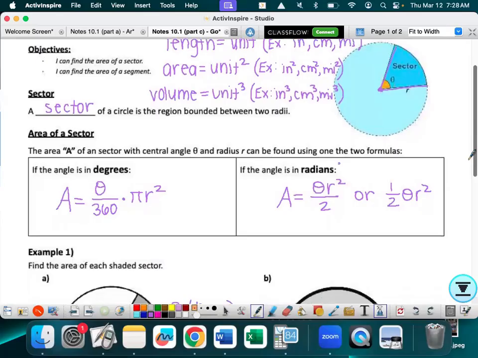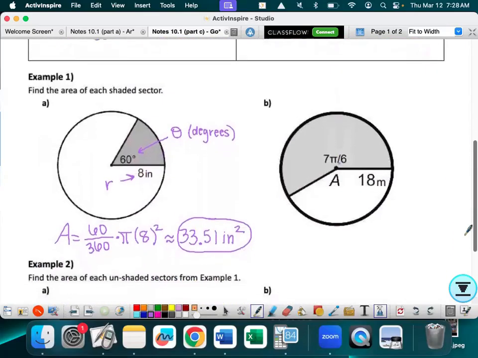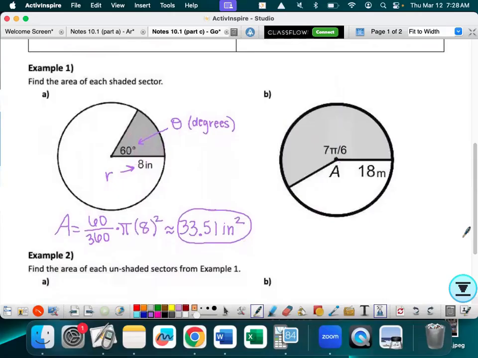All right, let's make our way back to example 1B. Okay, I see my angle is 7 pi over 6, but I do not see a label on it. I don't see a degree symbol. I don't see radians. So what does it default to if we do not have our unit on our angle measurement? Radians. It's a really big word, so it takes up a lot of space when you're writing that in a diagram. That's why it typically isn't written. And then our radius is 18 meters.